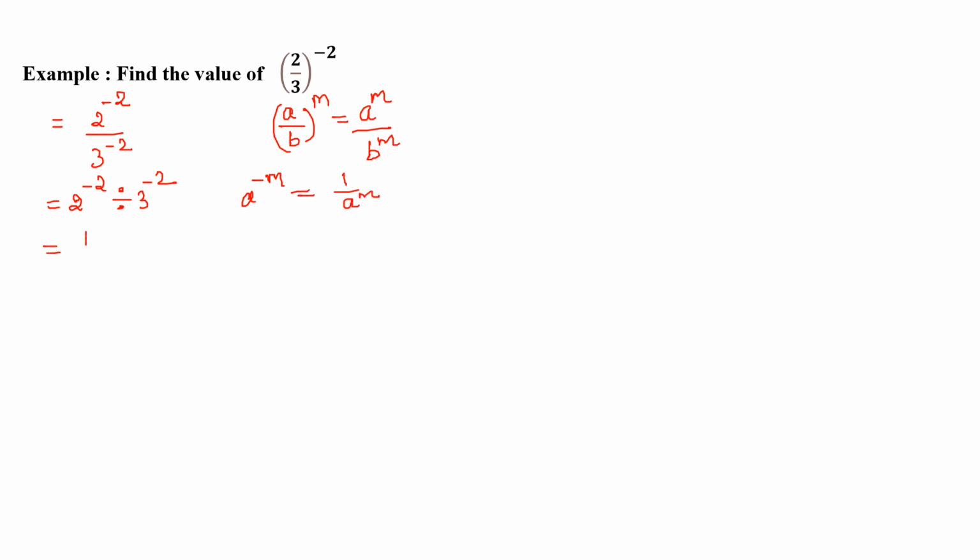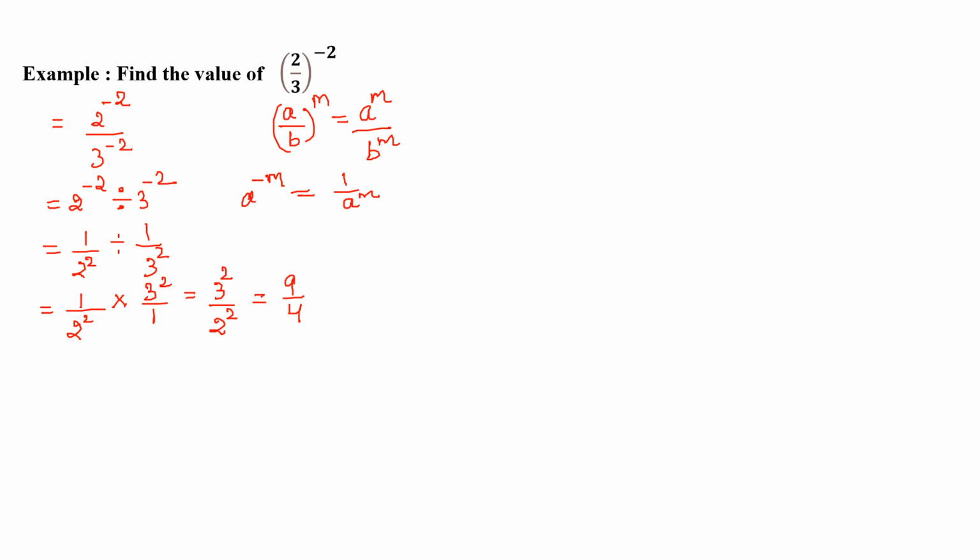So from here I can write it will be 1/2² divided by 1/3², right? Now the division I am changing to multiplication, so it will become 3²/1. You have to write the reciprocal of 1/3². So it became 3²/2². Okay. So my value will be 9/4.